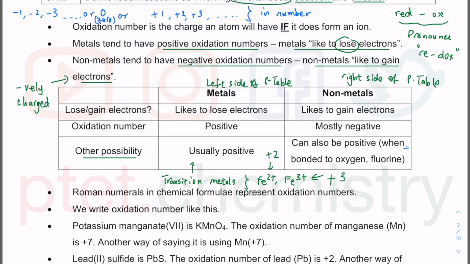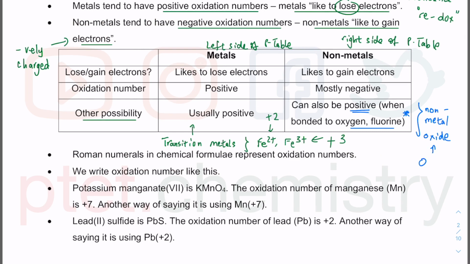However, that's not saying that every single time you have non-metals, you will have a negative oxidation number, because that's just a generalization. When you have a non-metal bonded to oxygen and fluorine, that is when you can have a positive oxidation number, and this is very true when we have a non-metal oxide. A non-metal oxide means we have a compound containing the non-metal bonded to oxygen. If that non-metal is bonded to oxygen, it will have a positive oxidation number, because oxygen is always the one that really wants to be negative.